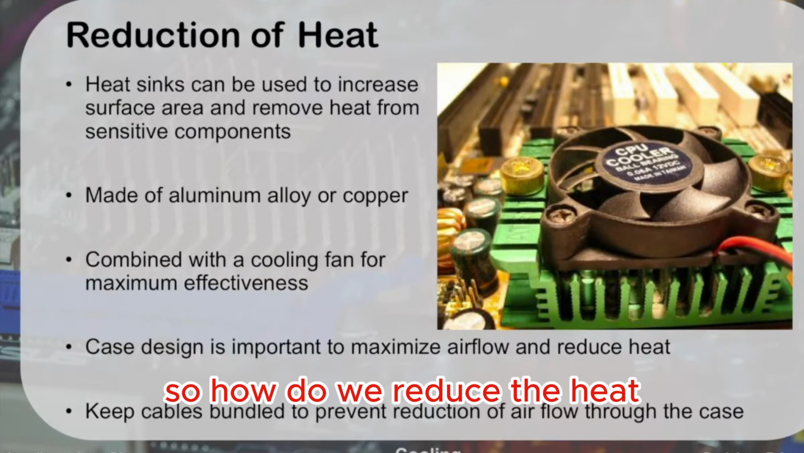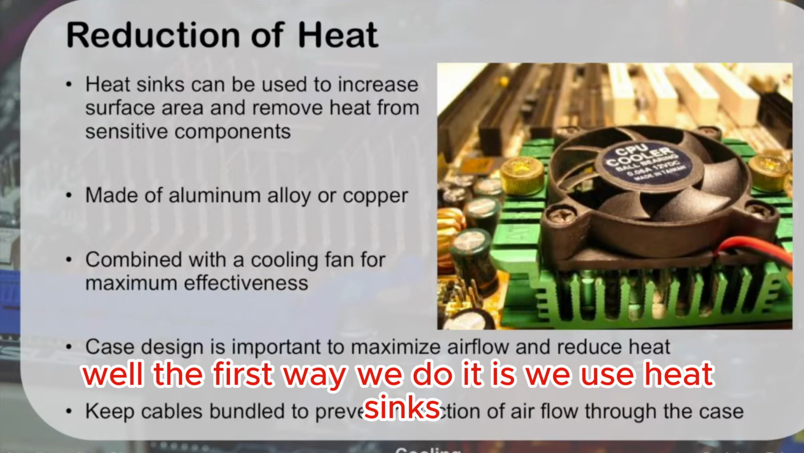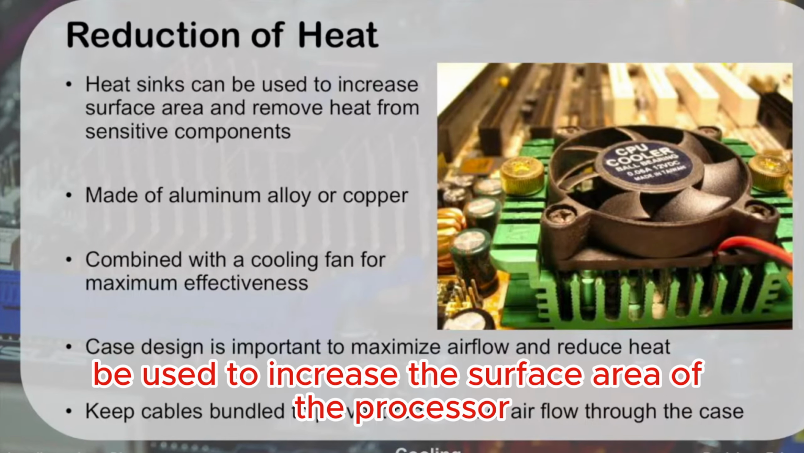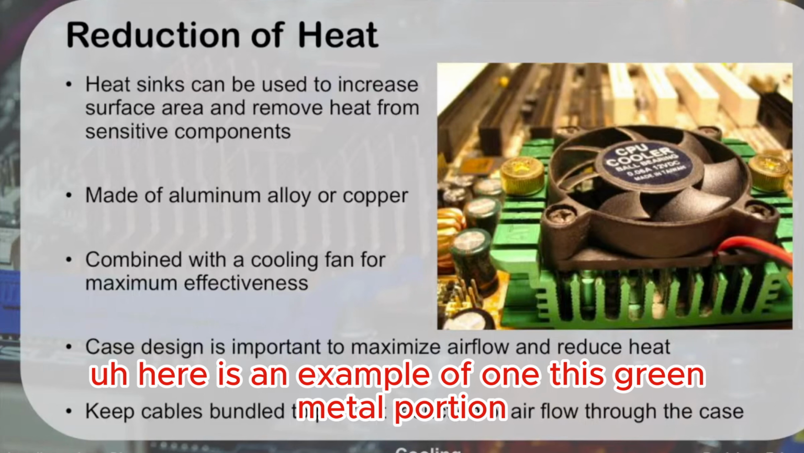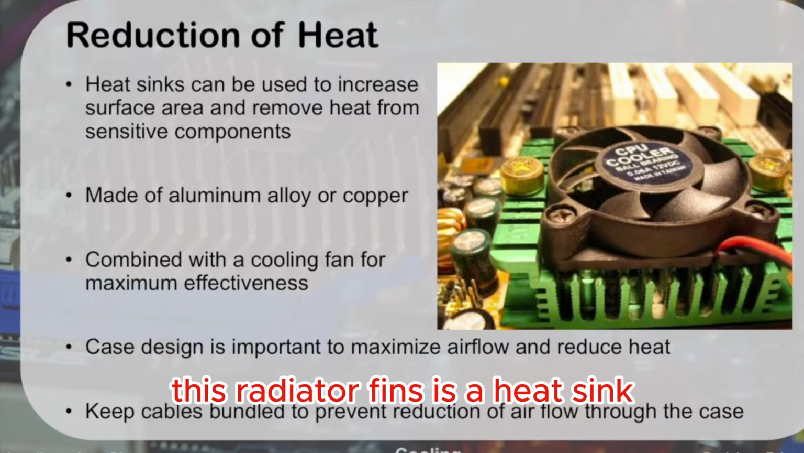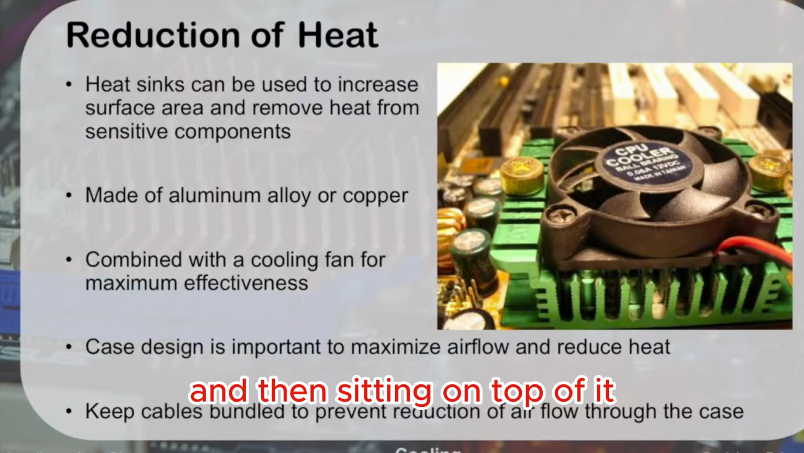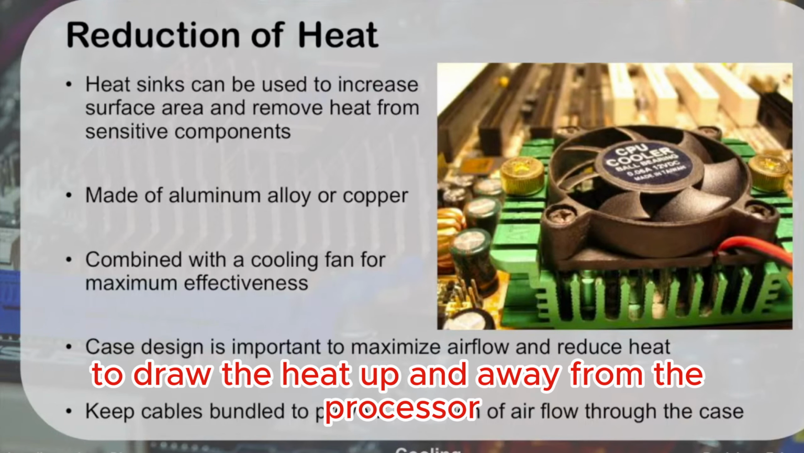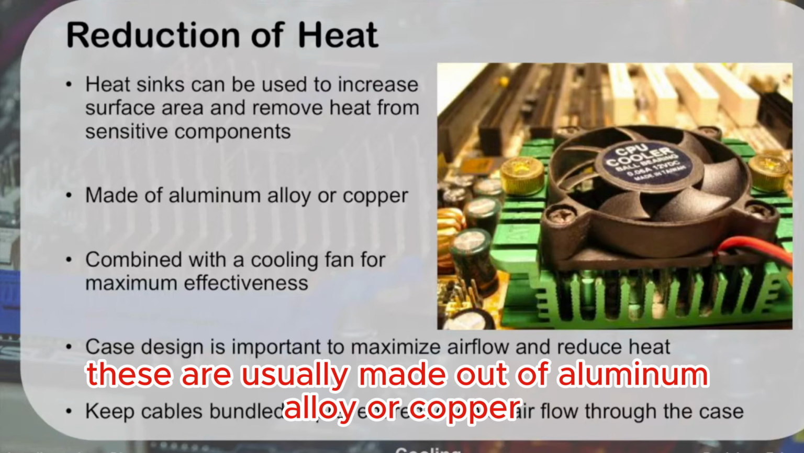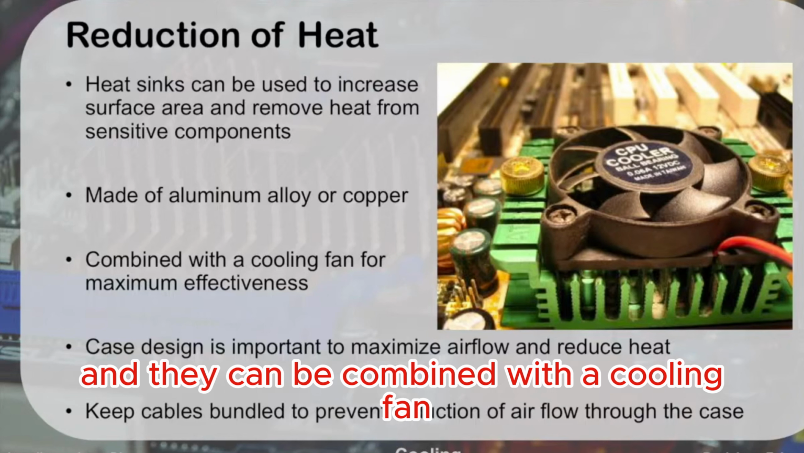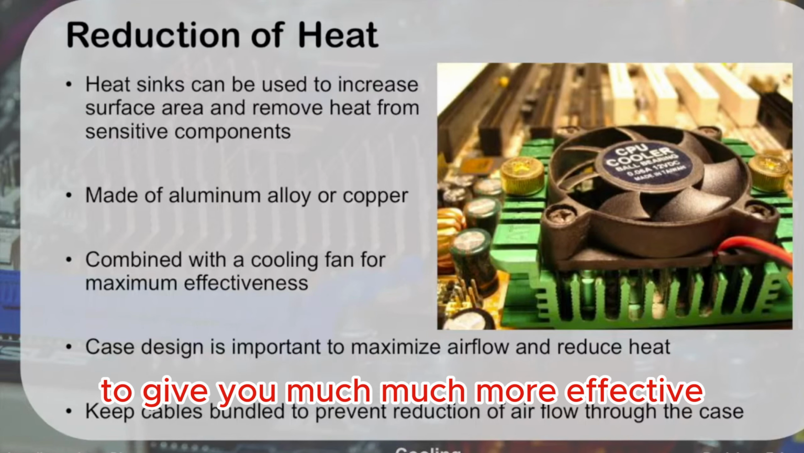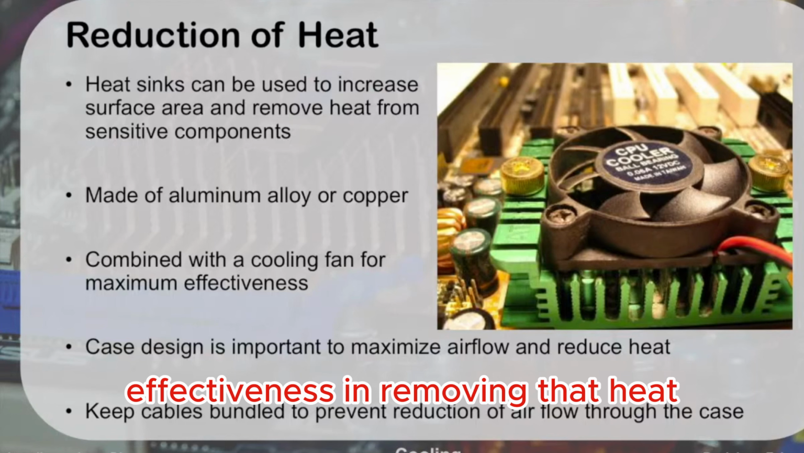So how do we reduce the heat? Well, the first way we do it is we use heat sinks. They can be used to increase the surface area of the processor and remove the heat away from those surface components. Here's an example of one. This green metal portion, these radiator fins, is a heat sink. And then sitting on top of it, we have a fan to draw the heat up and away from the processor. These are usually made out of aluminum alloy or copper because they have good heat transfer capabilities, and they can be combined with a cooling fan to give you much more effectiveness in removing that heat.